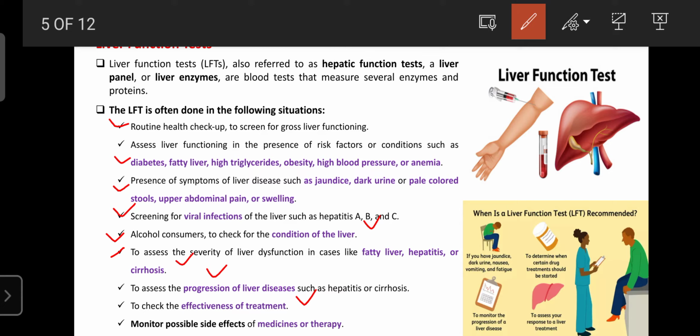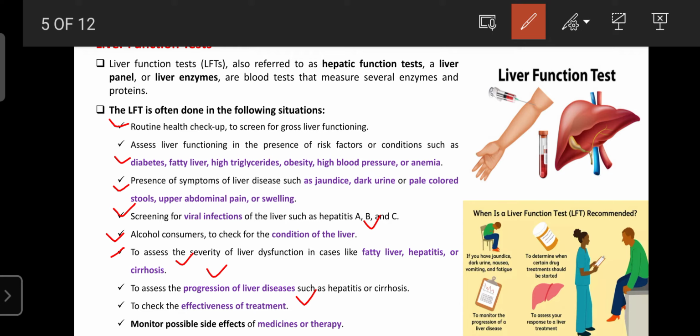the doctor prefers the liver function test. They can easily get the values regarding bilirubin, certain enzymes, proteins like that. So those will be noted down. Then they give the therapy. Then during the therapy also, they can go for the liver function test.